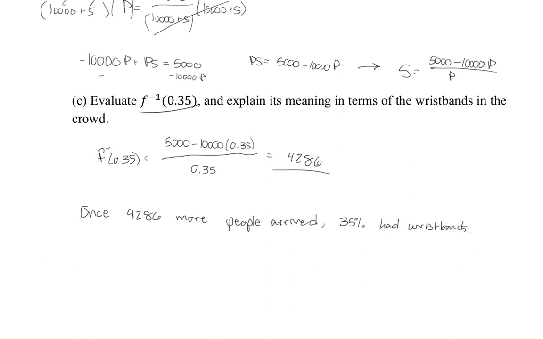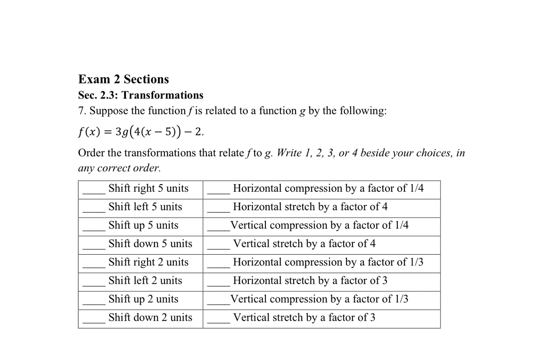Perfect. Okay, moving on to section 2.3, we're looking at transformations. So we're to suppose some function f is related to a function g by this relationship that we're given, and we are expected to list the transformations relating f to g, and then just list our choices, or just put them in order.